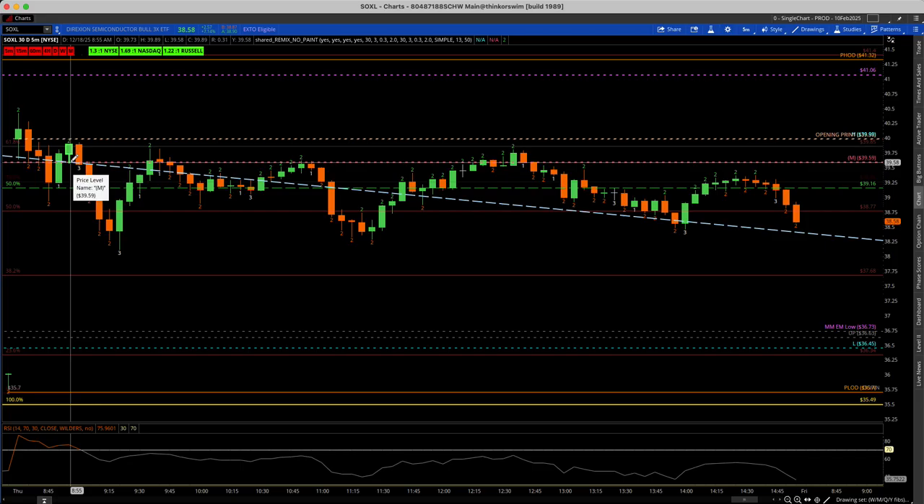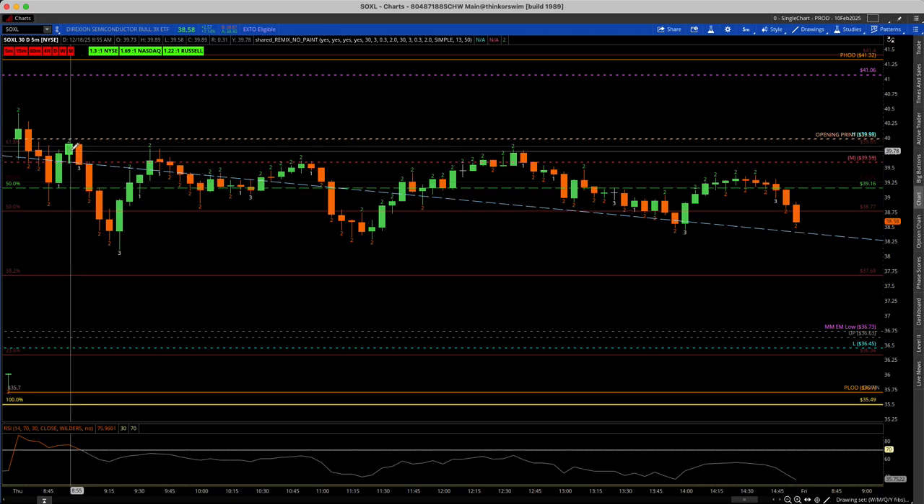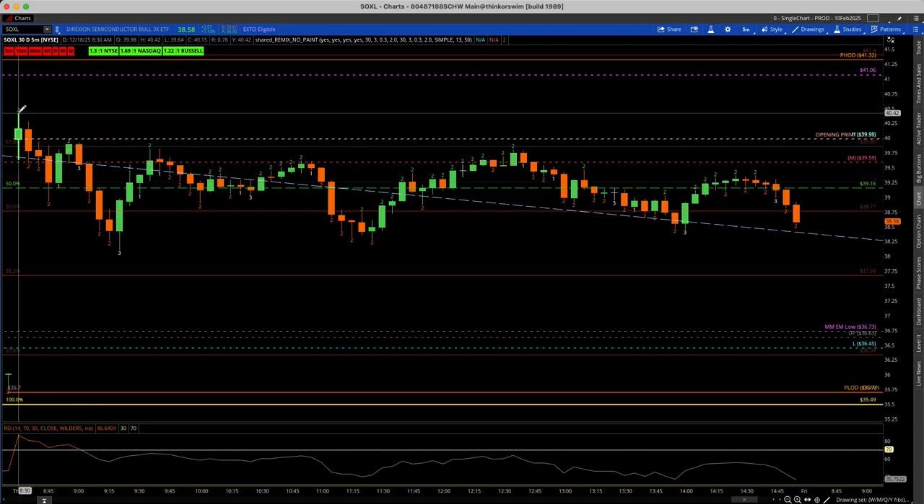So once price went below this 2 up, that locks this 2 up in as a lower high in comparison to this high.